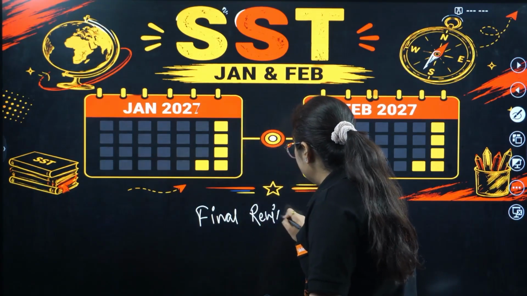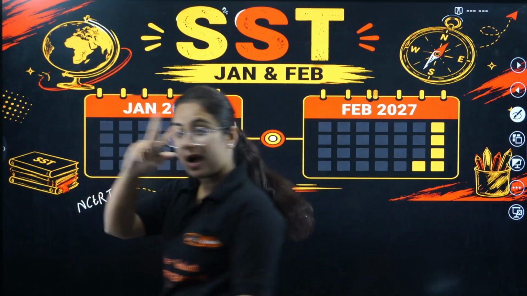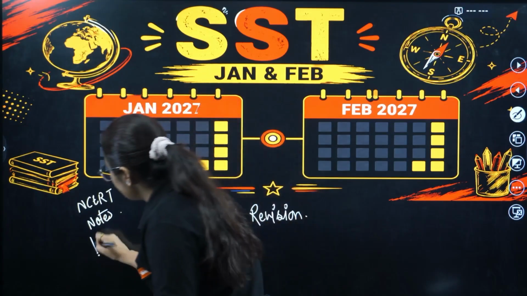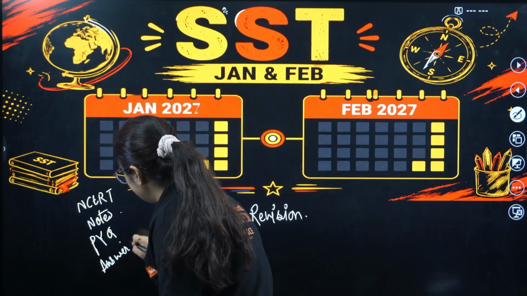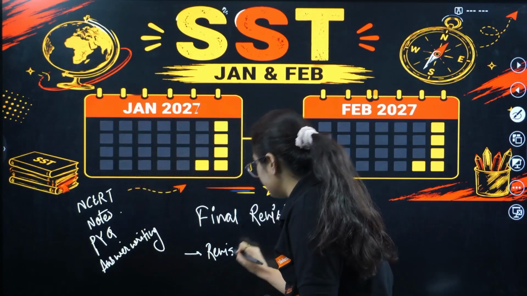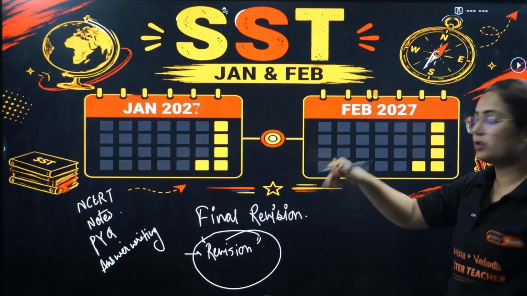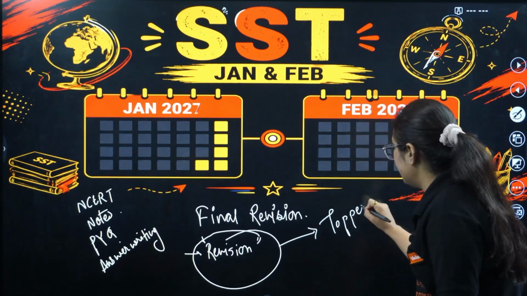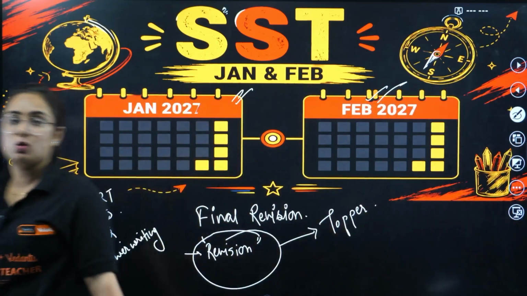Move to the final revision now because you have read NCERT twice, you have short notes, you have PYQs collected, and you have done a lot of answer writing. This time should be used for revision, and revision. Understand when I lay stress on this word revision, because this is what makes a person topper. But this period from the month of January and February is quite important, quite critical.